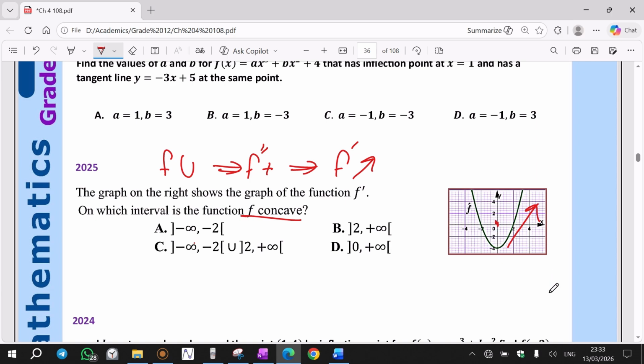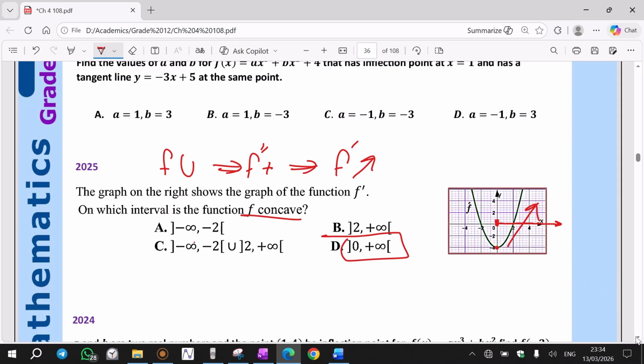Remember, in intervals of increase, decrease, concave, convex, in these 4 types of intervals, we only include x. Don't be confused with -4. We don't use it. We use the x, which is 0 all the way to positive infinity. This is the right answer. On 0 to positive infinity, f prime is increasing, which makes f double prime positive, and f is concave. That's what the question is asking for.